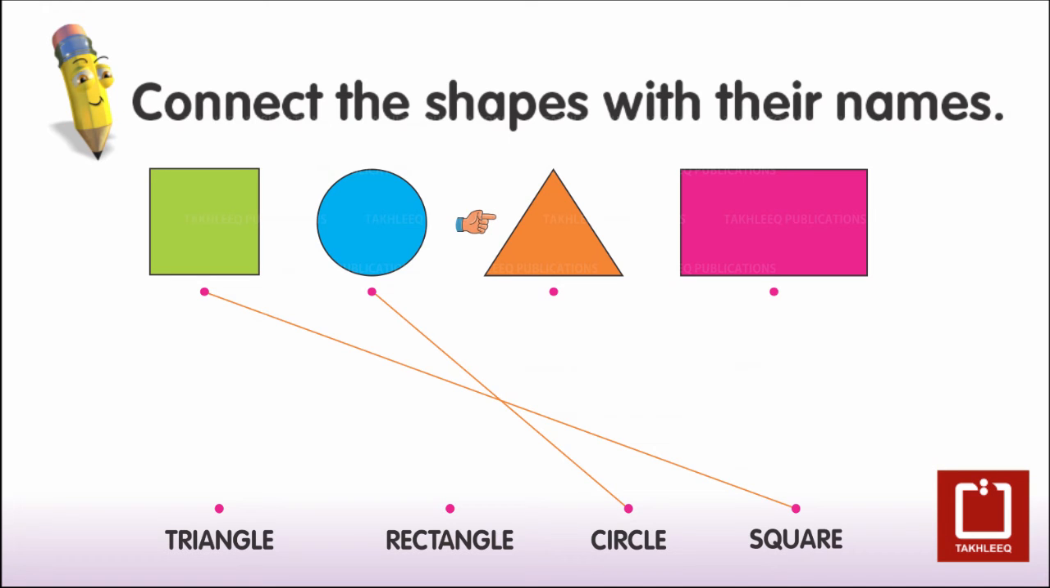This is a triangle. Now we find out its name from the other side. Triangle. Yes, this is its name. Now we connect them with the help of a line.